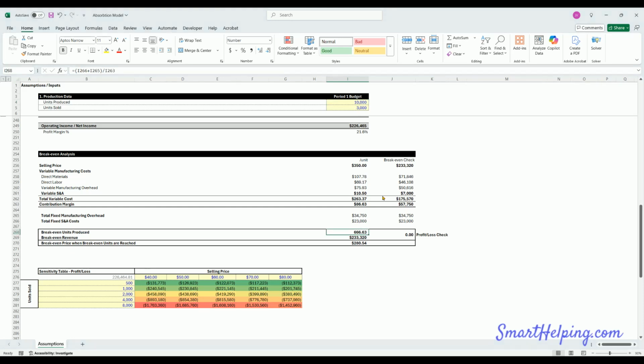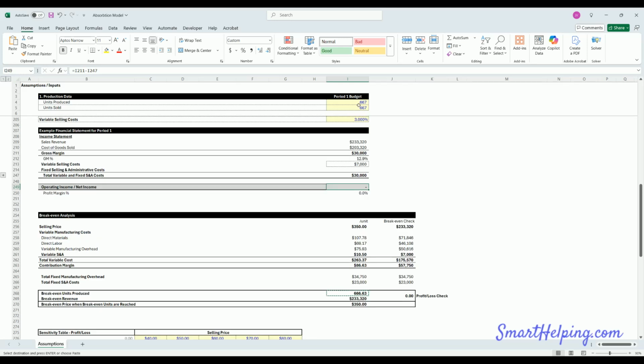So if I copy this over here and paste it into here, this is not break even because I'm selling 3,000. So let's put this back in here as well for units sold. Boom. So we know I produced 667 and sold 667. I've broken even. Now if you sell less, you're at a loss. If you sold more, you're at a slight profit.